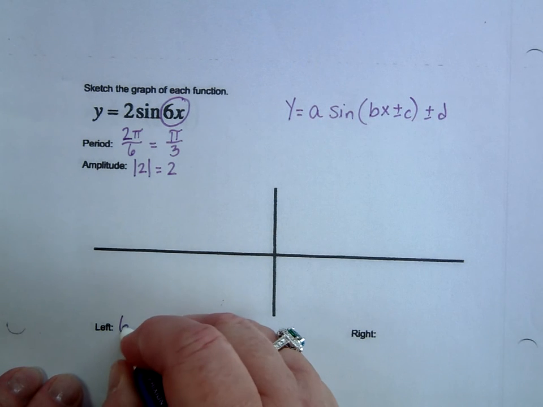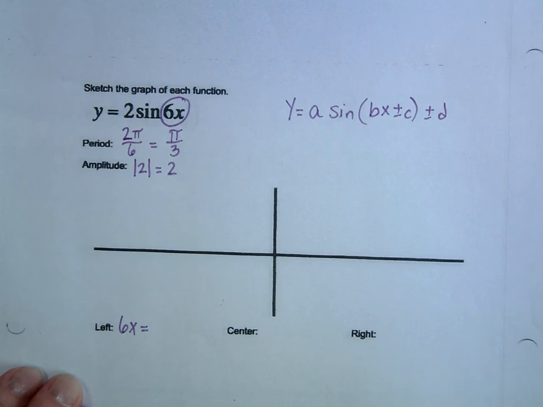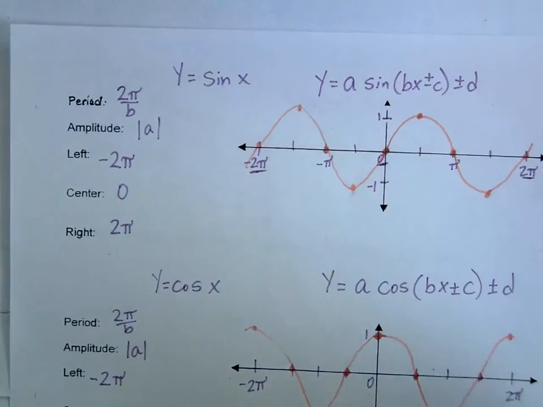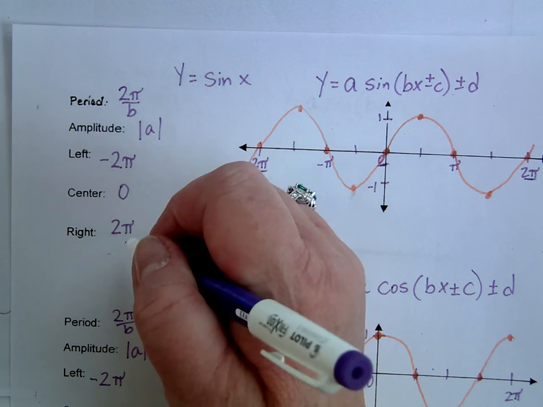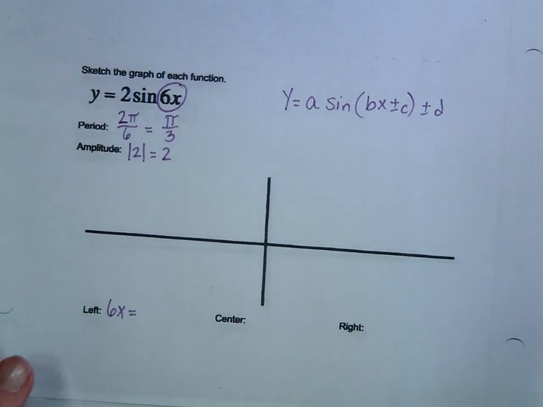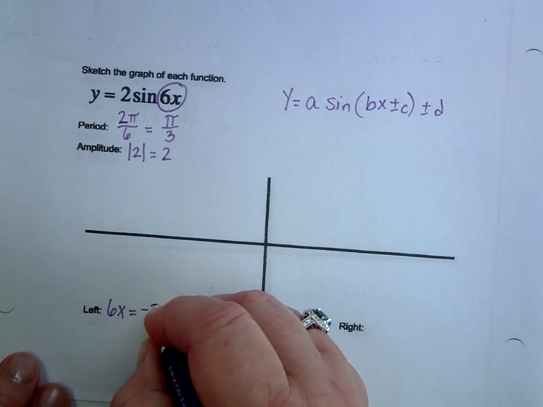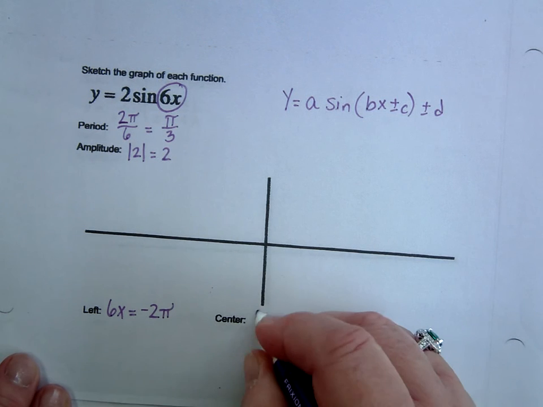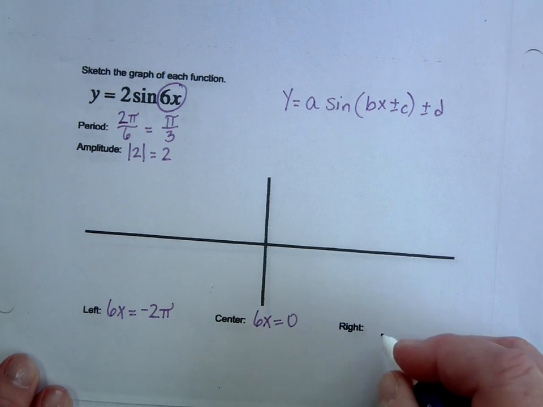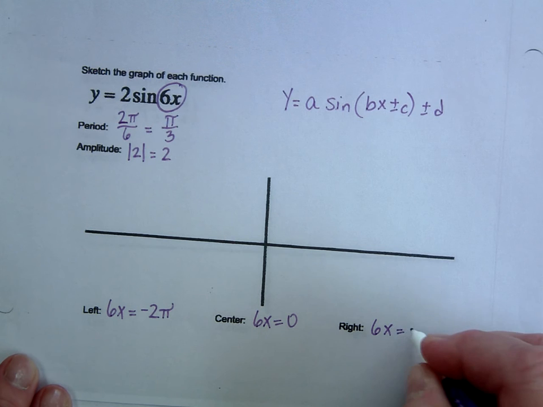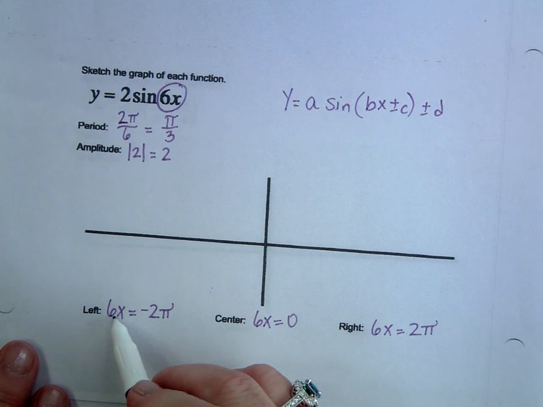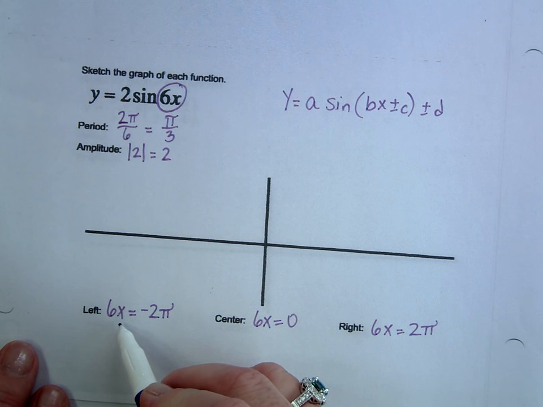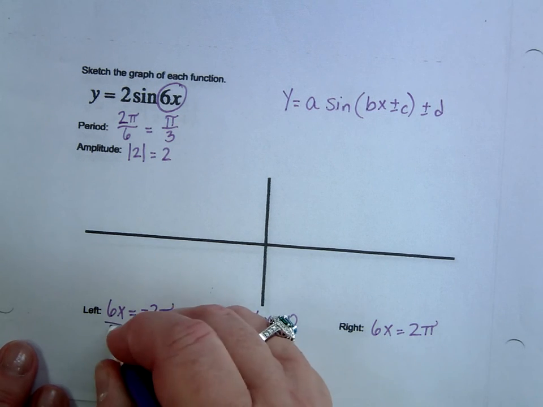So I have 6x equals, when I go to my reference sheet for the sine, the left gets set equal to negative 2 pi, the center gets set equal to 0, and the right gets set equal to positive 2 pi. So 6x equals negative 2 pi, 6x equals 0, and 6x equals positive 2 pi. Then you need to solve for x. I have 6x, I want x, so I'm going to divide both sides by 6.